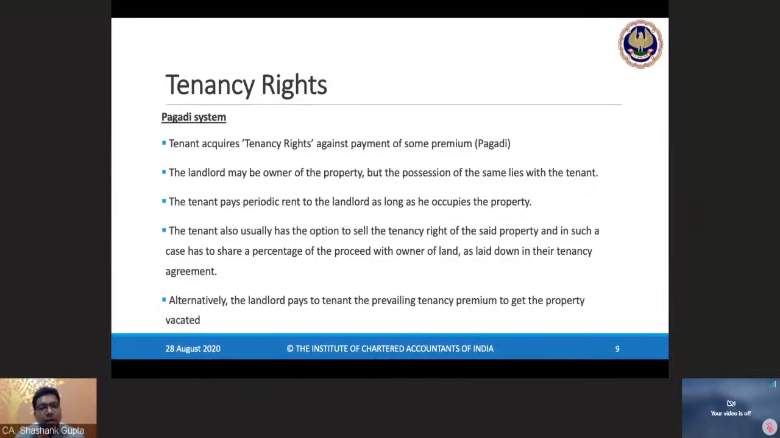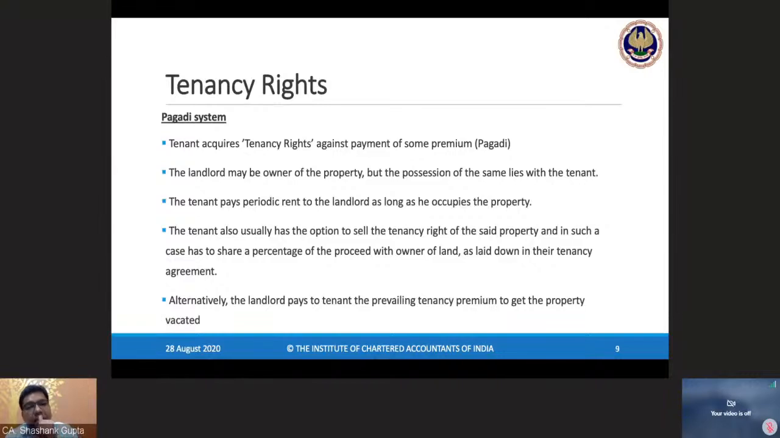So basically, ownership of the property is with me, possession I have given to someone else, I have charged some amount, he will also pay me rent, but the rent will be a nominal amount. Thereafter, he can resell such tenancy rights, and whatever amount is earned from such resale, a certain percentage will come back to me.